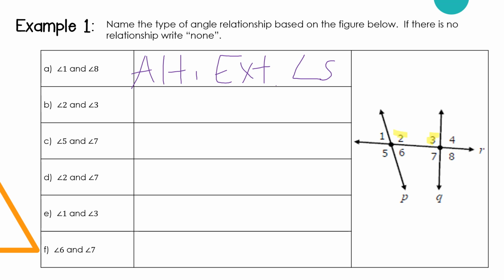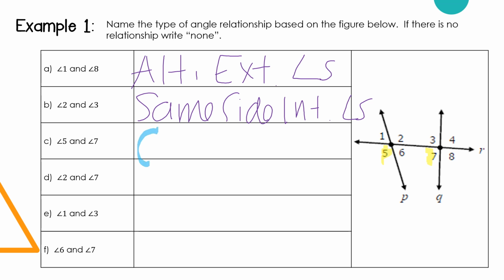Okay, now we're looking at angle 2 and angle 3. 2 and 3 are in between the two lines, so that's interior, and they are on the same side of transversal R, so these would be same side interior angles or consecutive interior angles. I'm just going to write same side interior angles. Right, now let's take a look at angle 5 and angle 7. Angle 5 and angle 7, one is on the exterior, one is on the interior, and they fall in the same position. They are both bottom left in this picture, so that makes them corresponding angles.